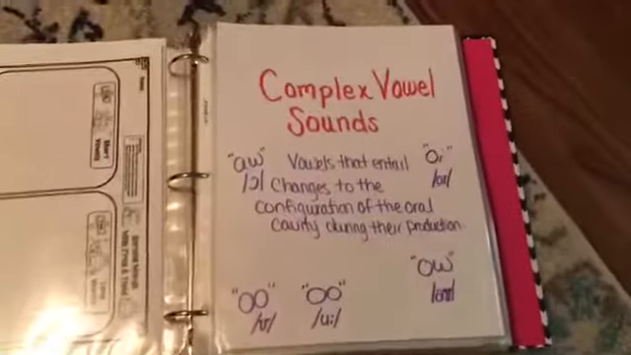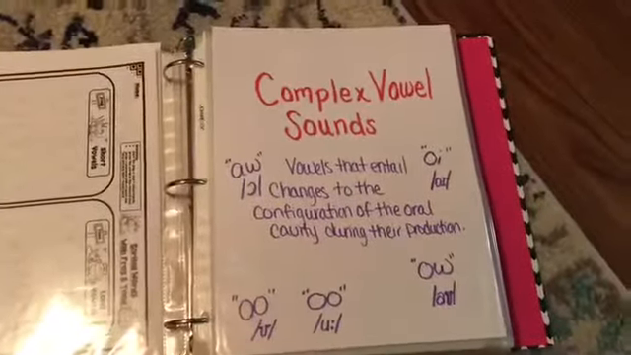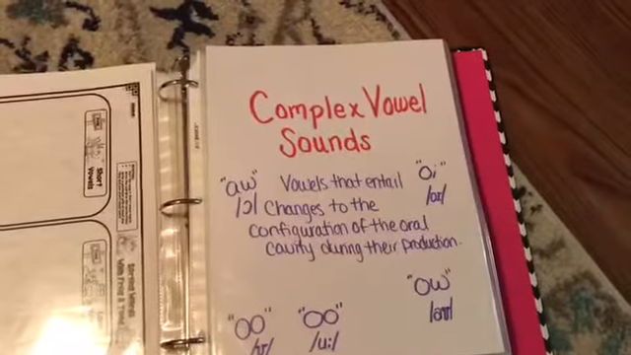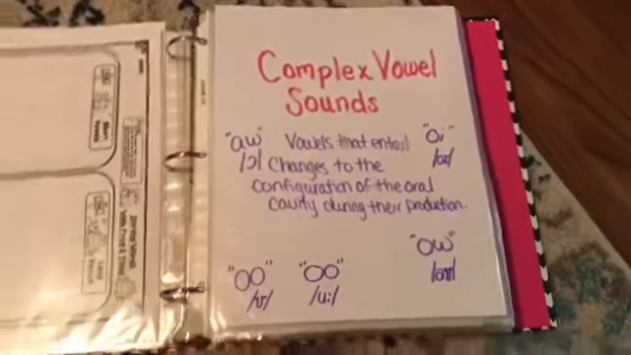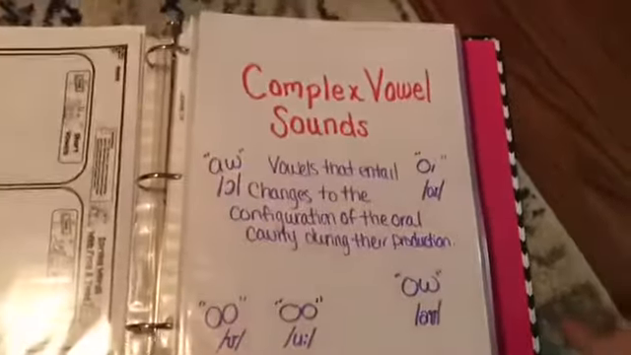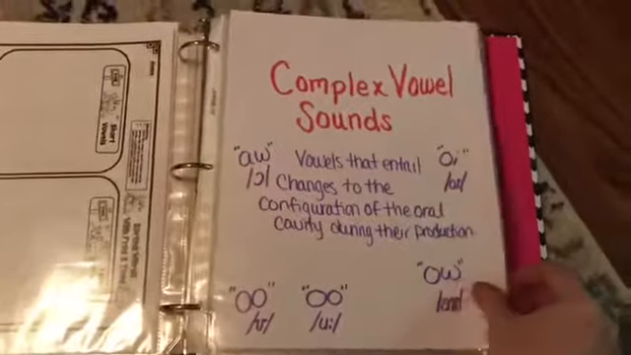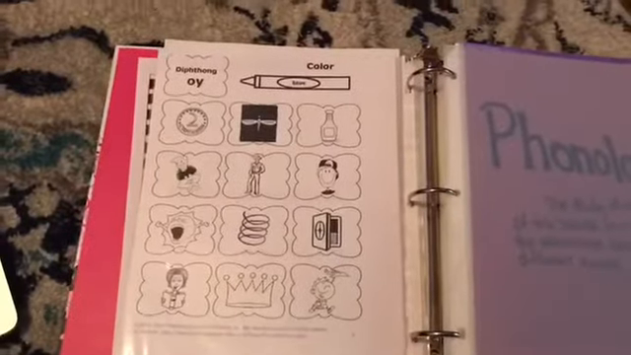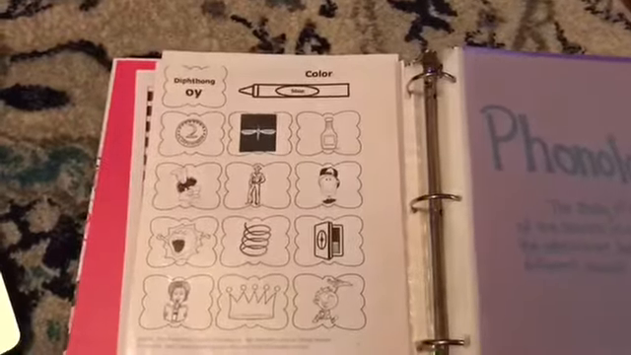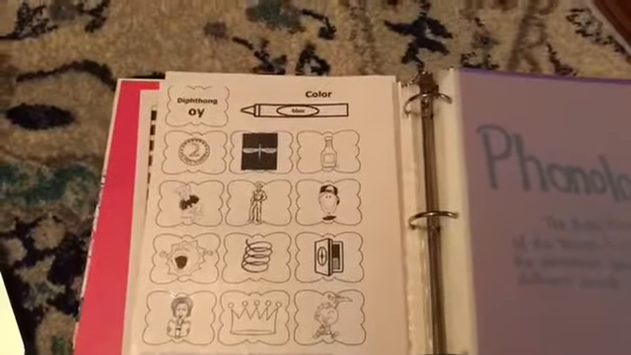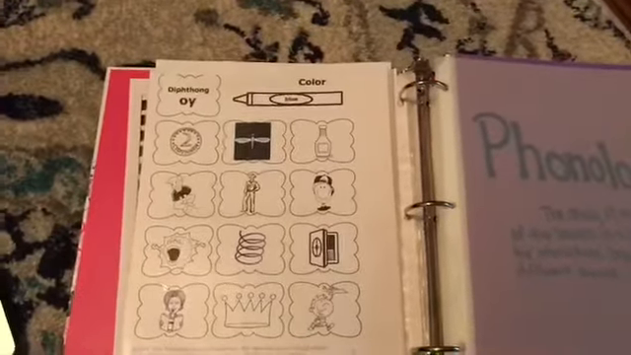Next, you have complex vowel sounds. These are vowels that initiate changes to the configuration of an oral cavity during the production. And then I have my complex vowels. And then we have a game where it's a diphthong, so it's the OY, and they're going to color blue the one that makes the OY sound for the complex vowels.